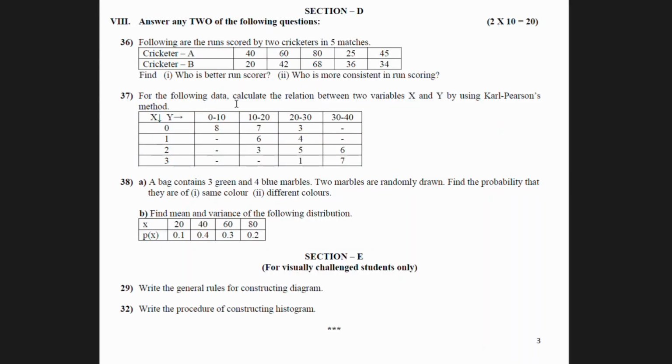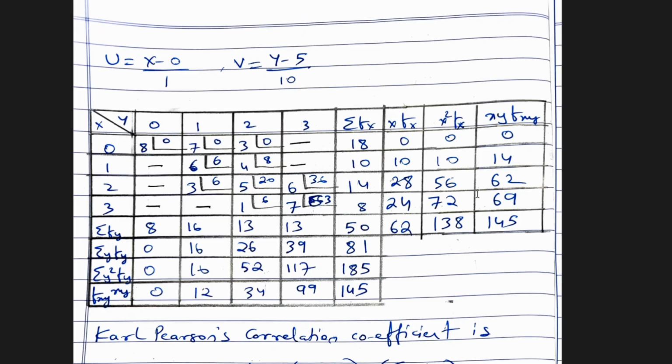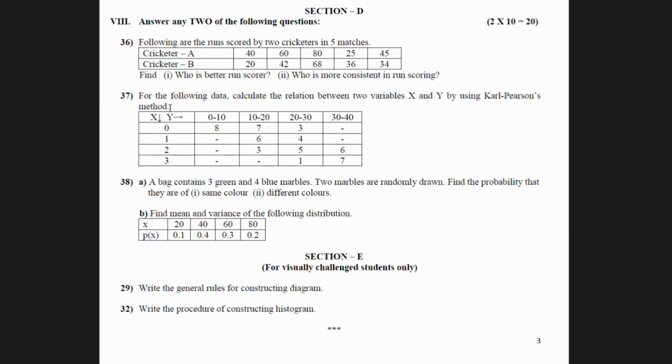Next, for the following data, calculate the relation between the two variables x and y by using the Karl Pearson's method. Okay. So you have to find the Karl Pearson's correlation coefficient for this grouped data or continuous bivariate data. Now let us see how to solve this problem. Okay. So how to write this table? Now on one side they have given the discrete values and on one side they have given the continuous values. Okay. So convert them into u and v respectively.